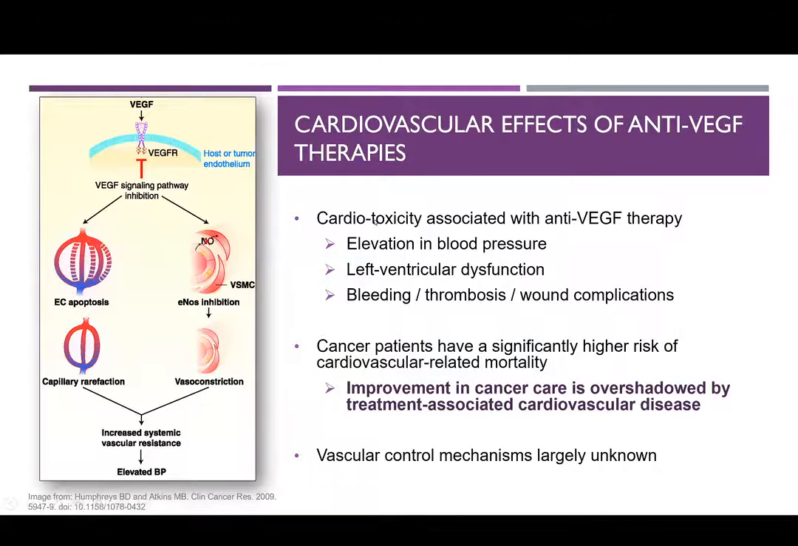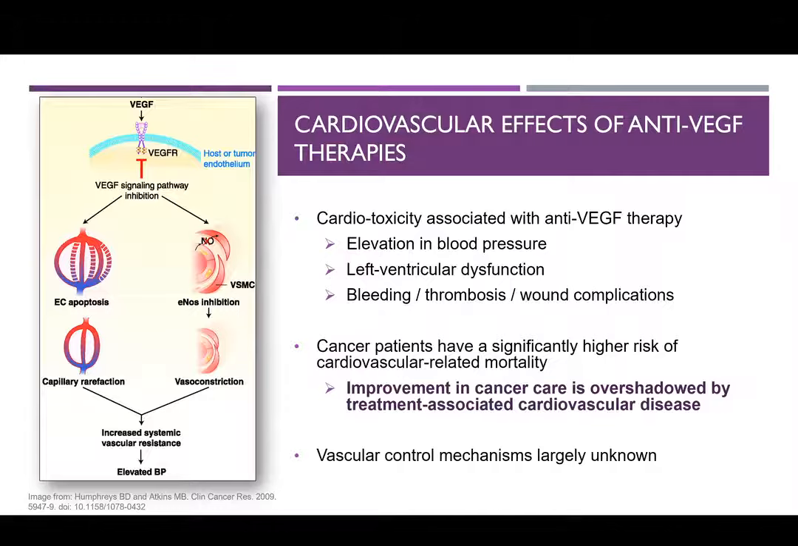And so some of the issues related with anti-VEGF therapies are now quite well documented and include aspects such as cardiotoxicity. So again, relating back to that elevation in blood pressure. There's left ventricular dysfunction. And indeed, some of the anti-cancer therapies have a direct effect on the myocytes in the heart, leading to increased apoptotic pathway signaling and cell death of some of the cardiac tissue. And so cancer patients now have a significantly higher risk of potentially dying from some of the cardiovascular related issues rather than potentially the cancer itself.